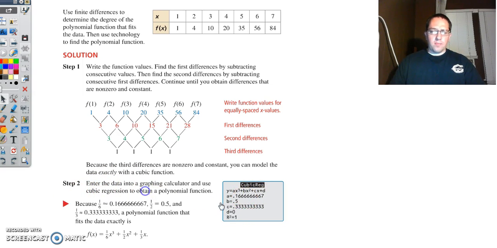All right. Now, what we're going to do with this is we're going to take these and, 0.1666666, that's 1/6. So we can write that as a fraction. 0.5 is 1/2. Repeating 3 there, that's a third. So here's our function. F of x equals 1/6 x cubed plus 1/2 x squared plus 1/3 x. And then our constant is 0, so we don't mess with that. There it is. So easy enough. We do the finite differences to find out which degree we want, and then we put it into the regression. So not a big deal.